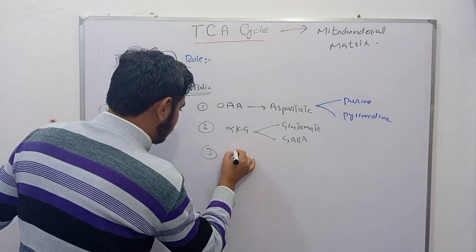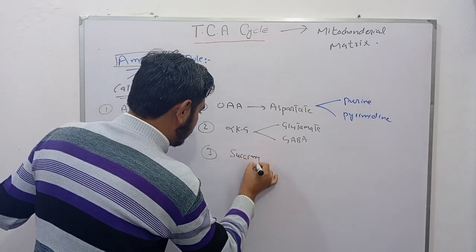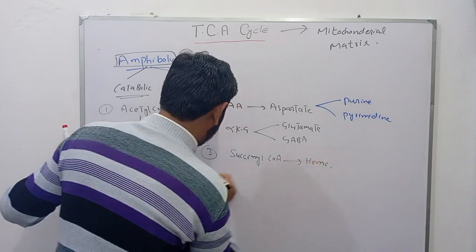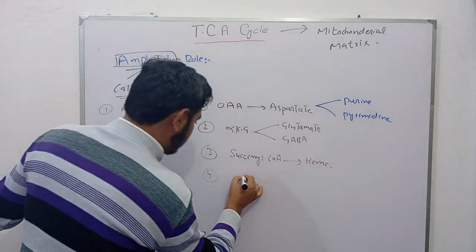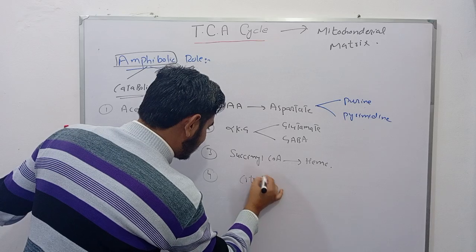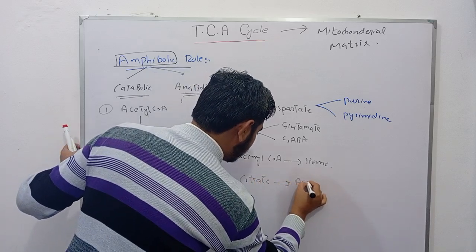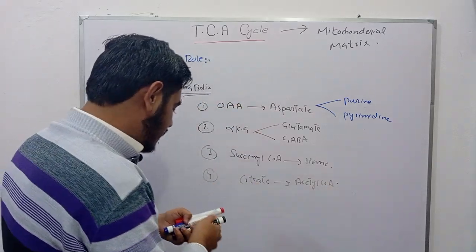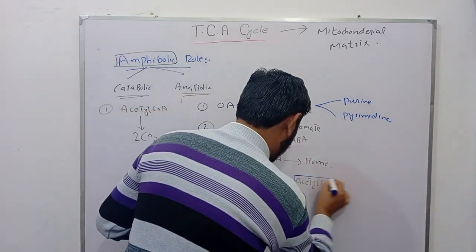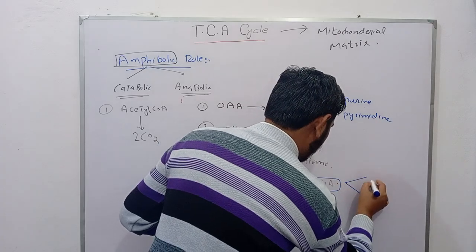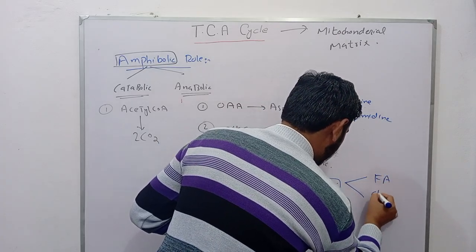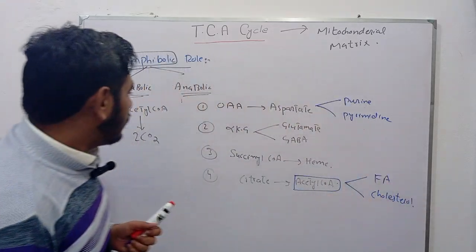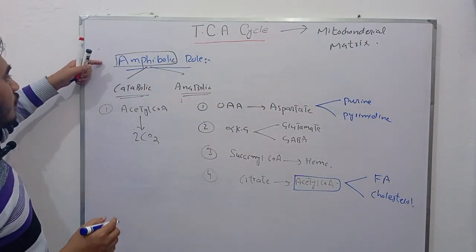The third one is succinyl CoA. It is very important in synthesis of heme. The fourth one is citrate. It acts as a precursor for the synthesis of acetyl CoA, and acetyl CoA is very important in the synthesis of fatty acid and cholesterol. Okay, students, this is the amphibolic role of TCA cycle.